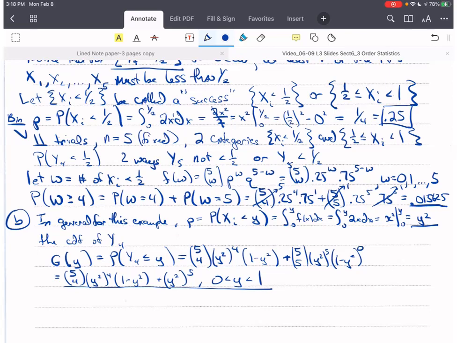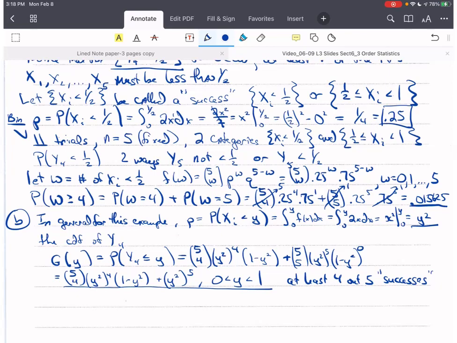Again, this represents the probability of at least 4 successes out of 5. At least 4 out of 5 are successes, which is less than a half.